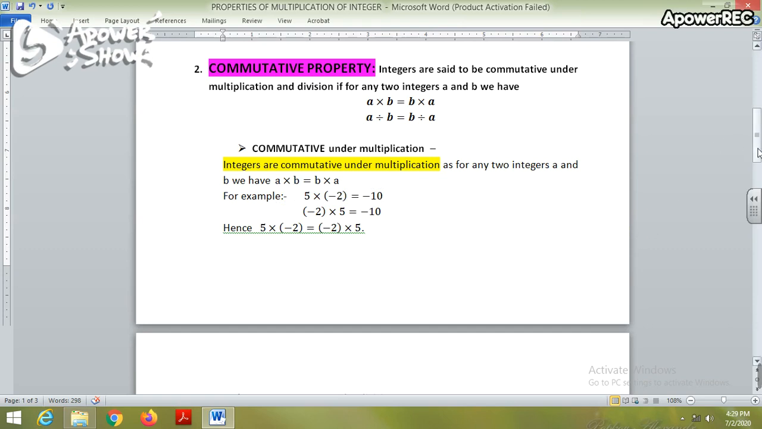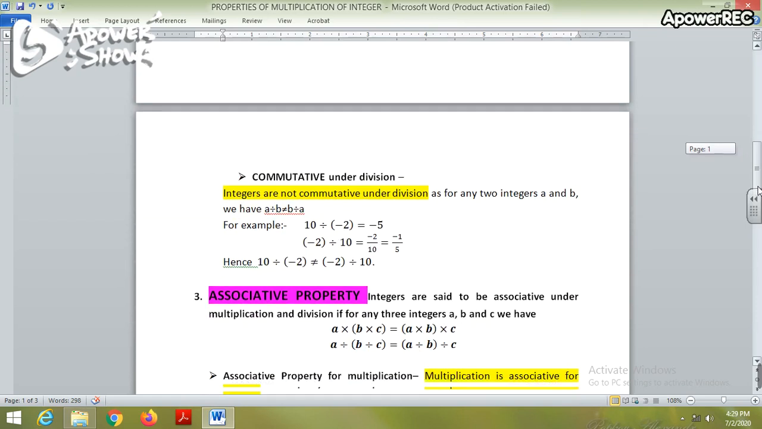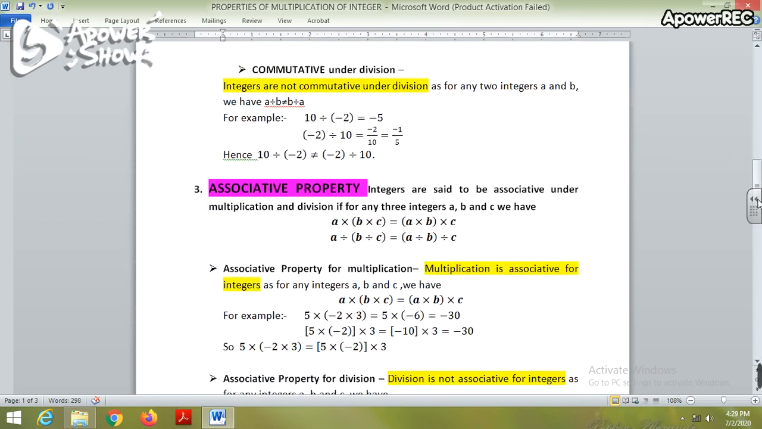Now let's see whether integers are commutative under division or not. Integers are commutative under division if a divided by b equals b divided by a. So let's take an example.